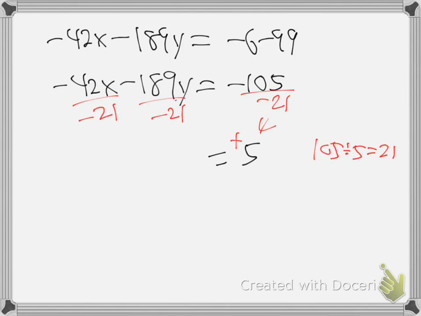You can always multiply both sides or divide both sides of an equation. So what are you going to get? This is 2x, right? And this is 9y. There it is. 2x plus 9y is 5.